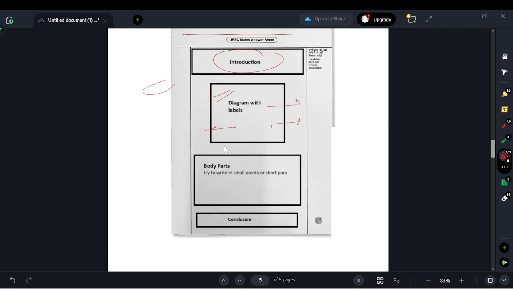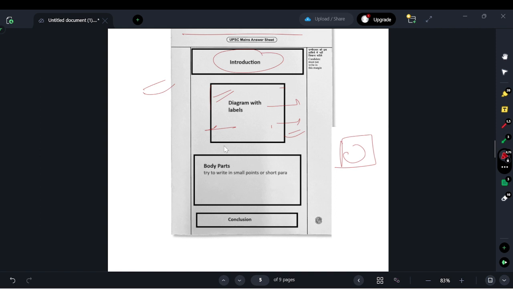You should try this, and it will not take much time to box your diagram. Just draw the diagram and do it like this. If you are drawing something, do like this, so it will not take much time. This is a very good tip. You should understand that. Try to box up your diagram. This will give a very good impression about your answer.